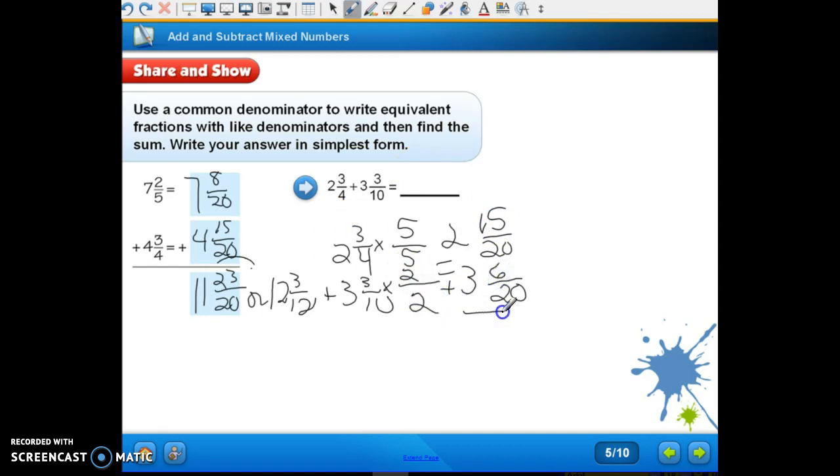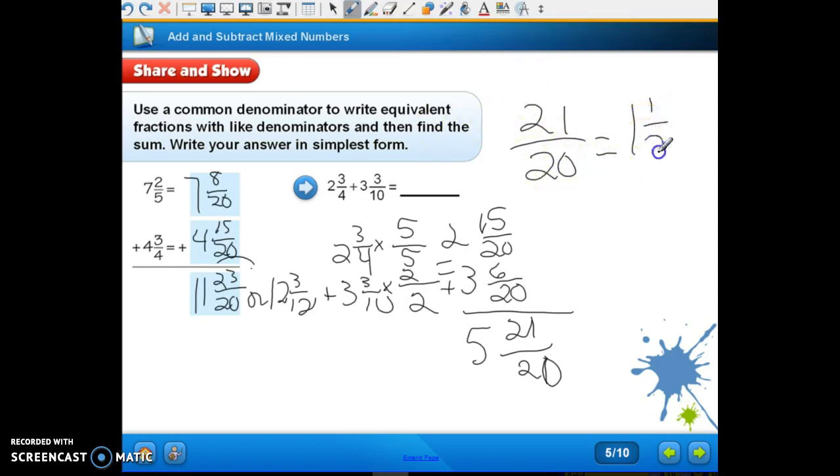And we are adding still. So 15 plus 6 is 21 twentieths. 2 plus 3 is 5. Okay. Again, we have an improper fraction. Do you remember what improper fractions were? That's when the numerator is larger than the denominator. So I can make 21 twentieths equal 1 and 1/20. I would have to add that to my whole number here. So I would have 6 and 1/20.